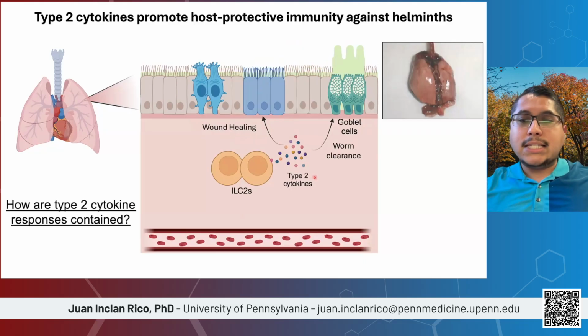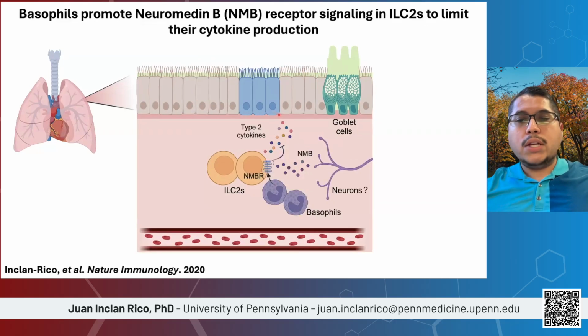Otherwise, as you can imagine, excessive production of these cytokines can result in the continuous remodeling of the tissue, preventing organ function. During my PhD, we found that a neuropeptide known as neuromedin B, potentially released by lung-innervating neurons, can directly act on these ILC2s and function as a brake, telling these cells to stop producing type 2 cytokines before they start secreting many of these factors and compromising the integrity of the tissue. This communication between ILC2s and neuromedin B is enabled by basophils that only enter the tissue once the parasite has been cleared.